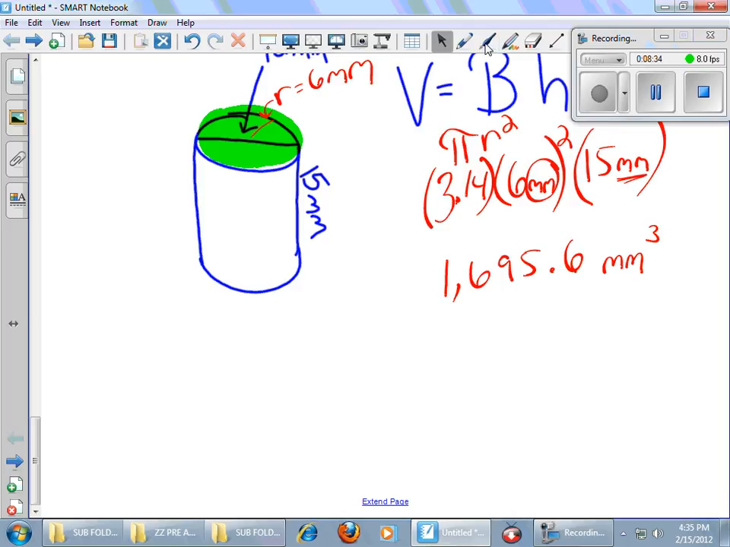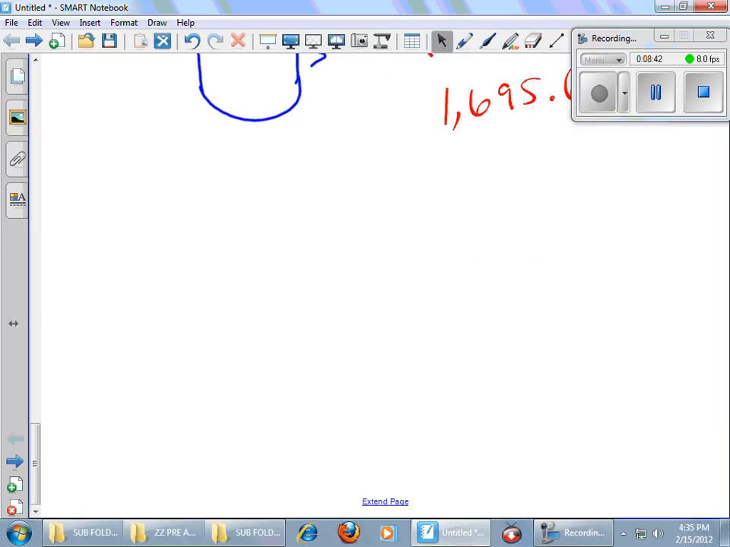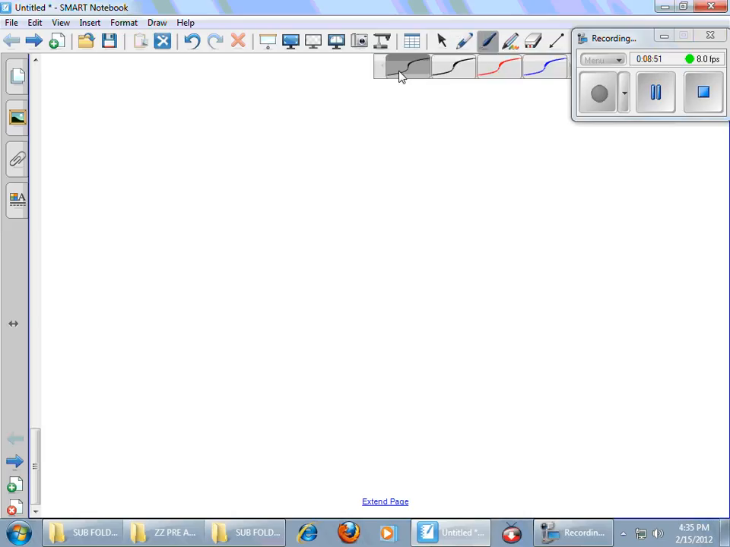All right, so we're multiplying the area of the base times the height. That works for rectangular prisms. It can work for a triangular prism, and it can work for a cylinder. Let me try to draw a triangular prism for you so you can see how it works in that situation, and then we'll wrap up this video.